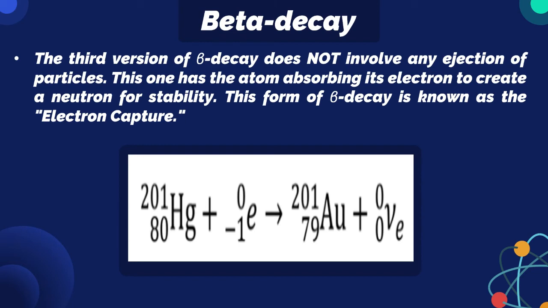The third version of beta decay does not involve any ejection of particles. This one has the atom absorbing its electron to create a neutron for stability. So this form of beta decay is also known as electron capture. Just for example, you have your mercury-201, and it is bombarded with 1 electron. So kapag nangyari po ngayon yon, so syempre, magbabago ngayon yung identity ng inyong element. So instead na maging mercury yan, magiging gold na po yan. Gold-201. Yan po ang tinatawag nating electron capture.